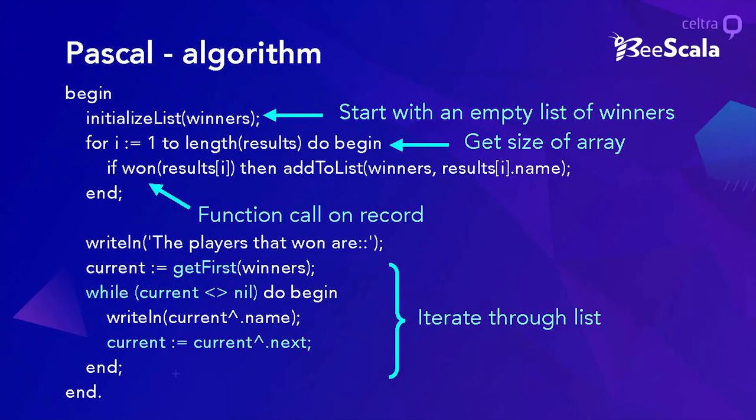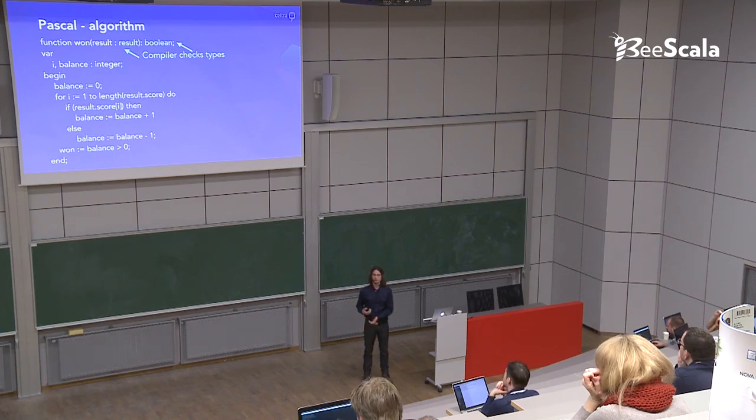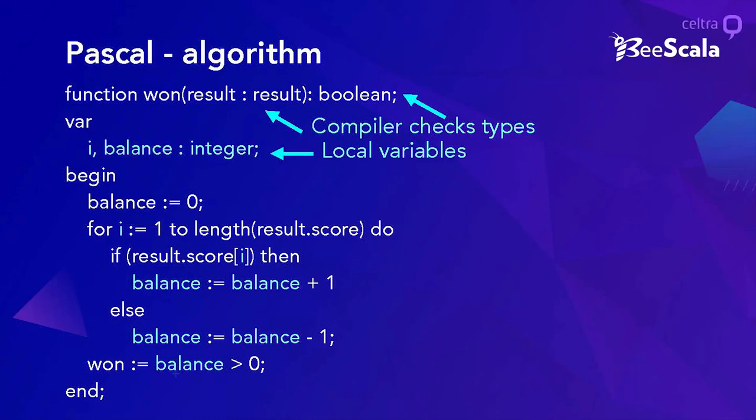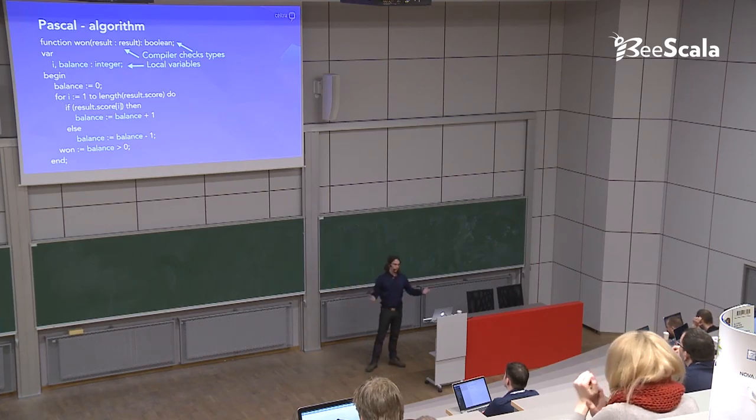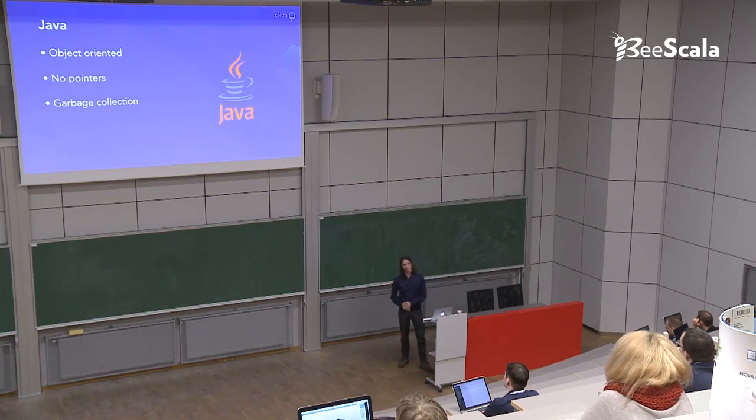Now, why is calling this one function much better than just jumping to some code? Because the compiler can check that the data that we pass to the function is correct, or at least has the correct type, and that what we get back has the correct type. The second good thing is that we have local variables, so the code outside of this function can't break these variables, and code inside this can't break variables outside of this. And this is why Pascal is better.